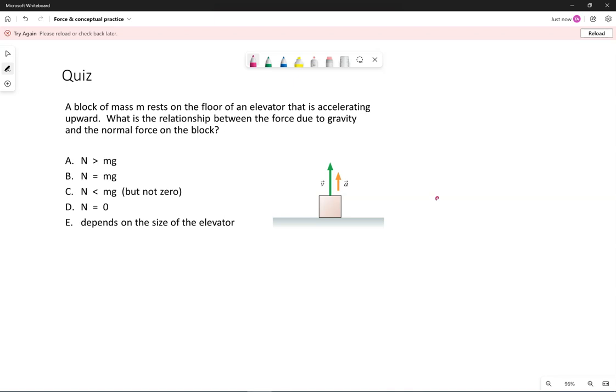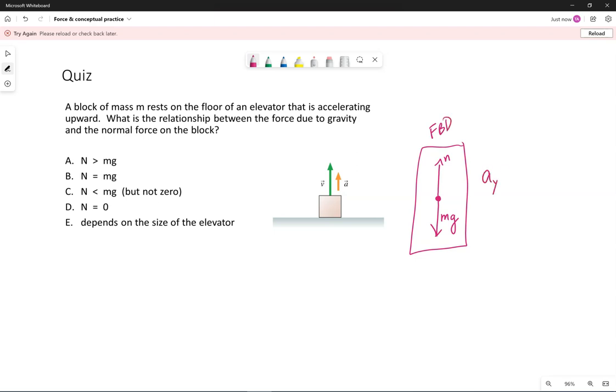So our free body diagram, the dot representing the block: force of gravity, the weight of the block, is pulling straight downwards. The earth is pulling the block towards the center of the earth. Normal force, the floor is pushing up on the block. So the free body diagram is the same.